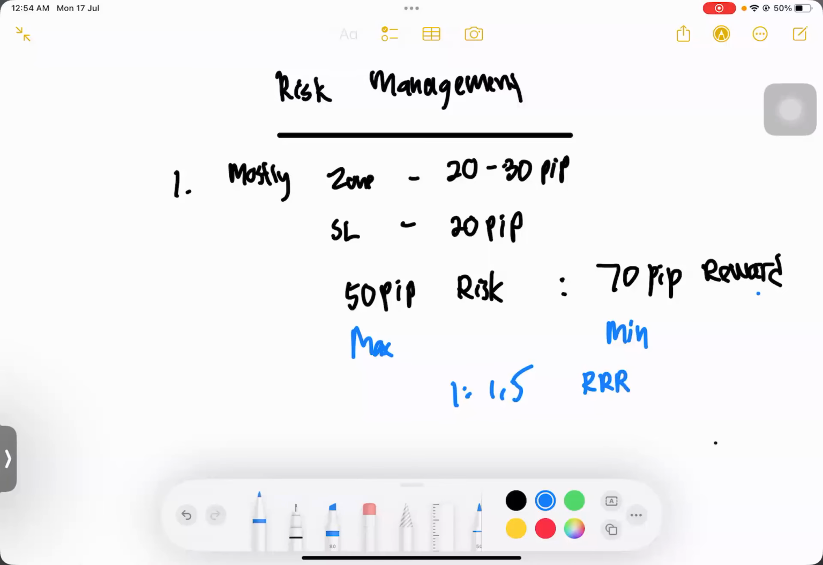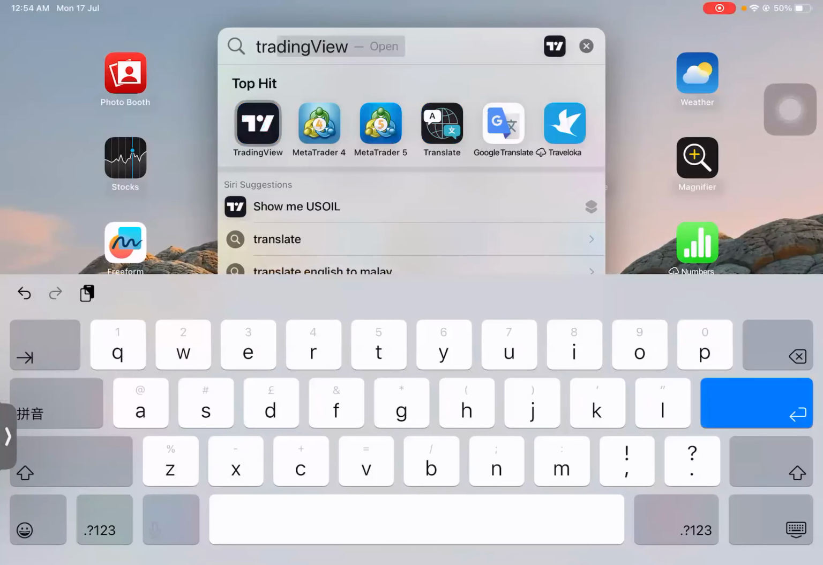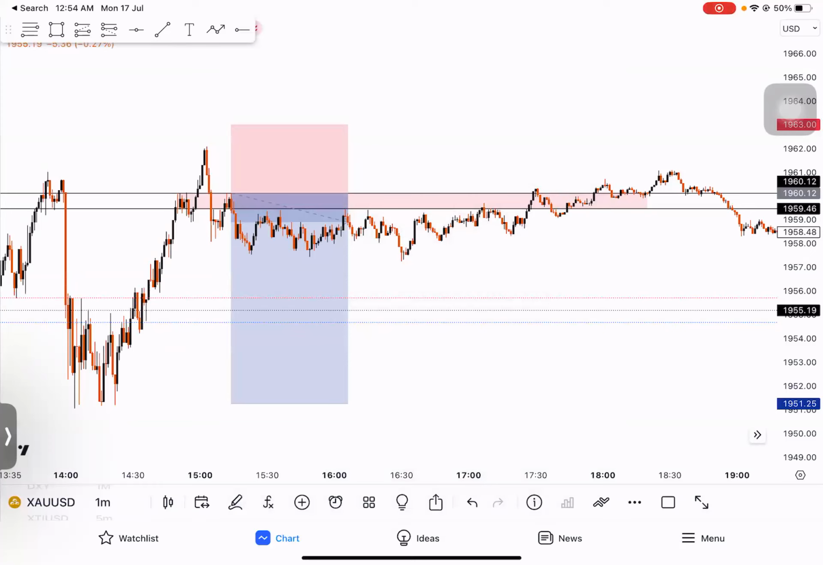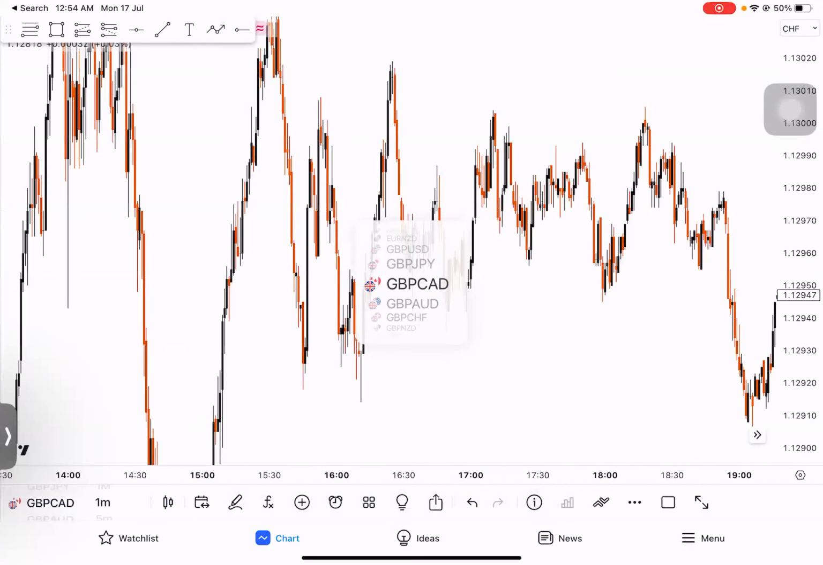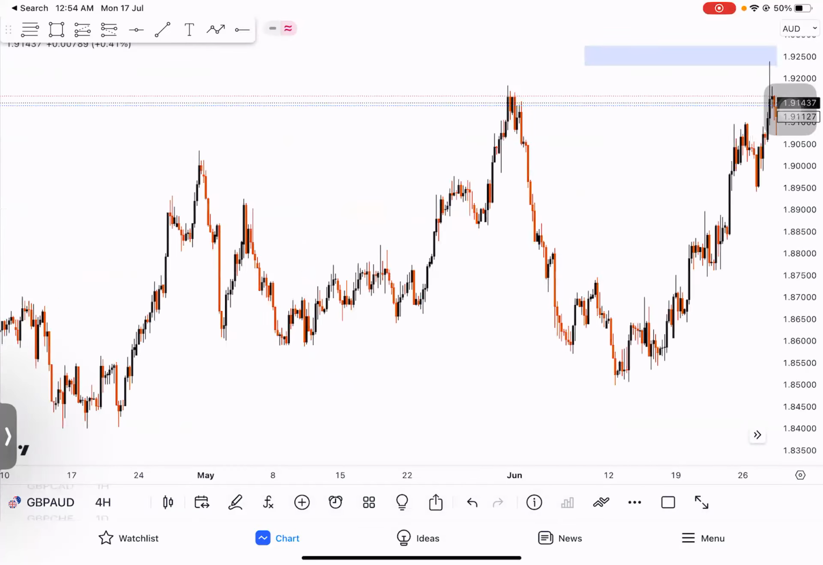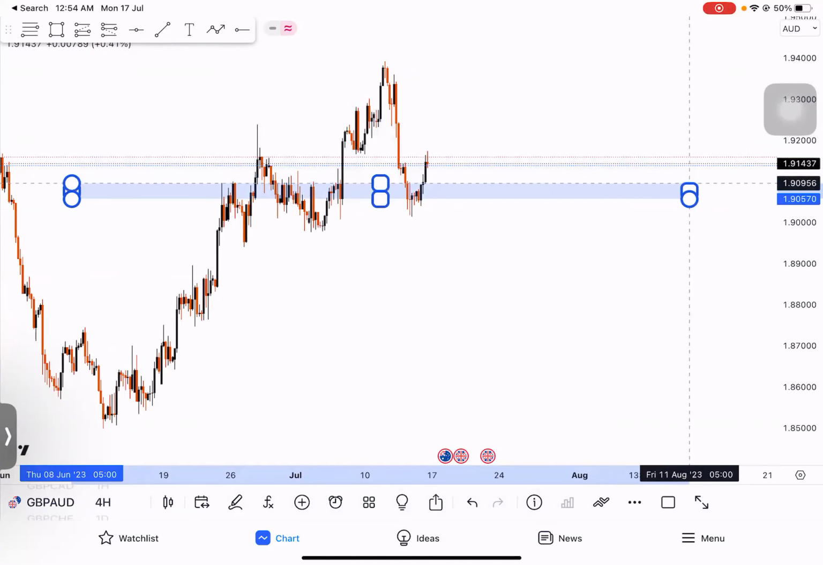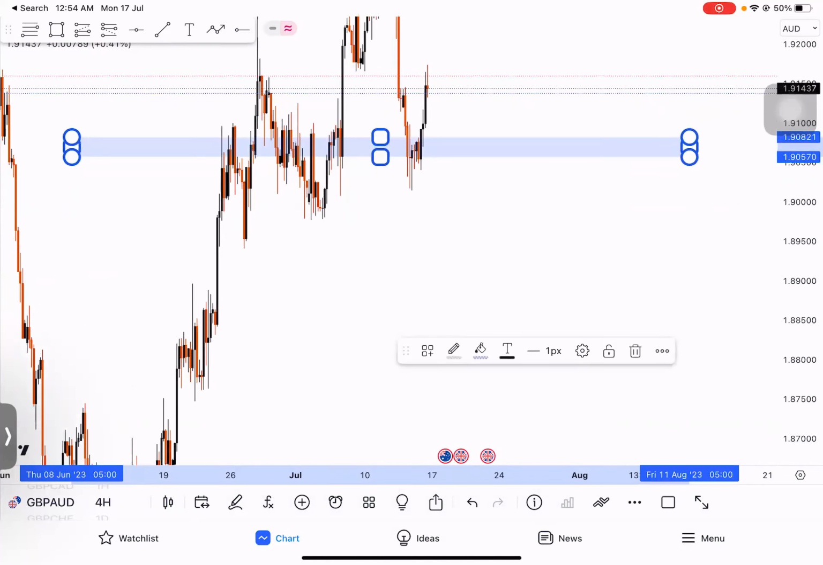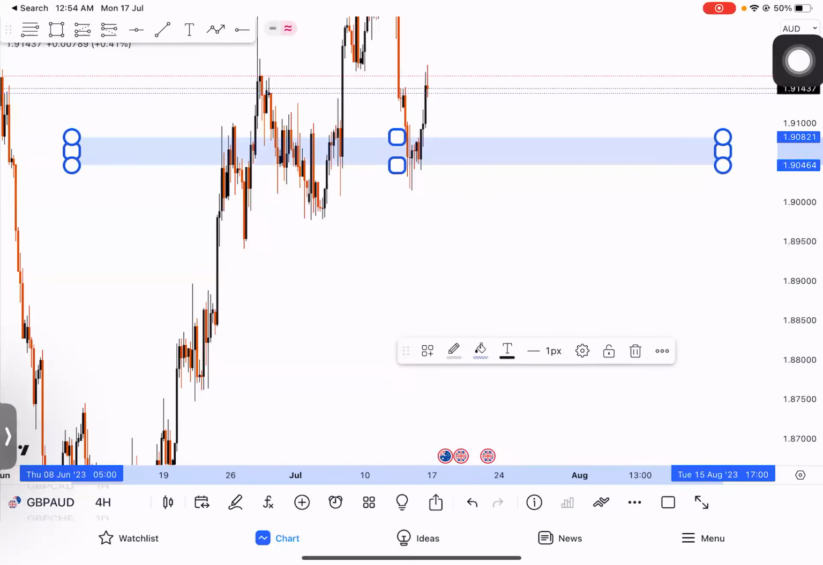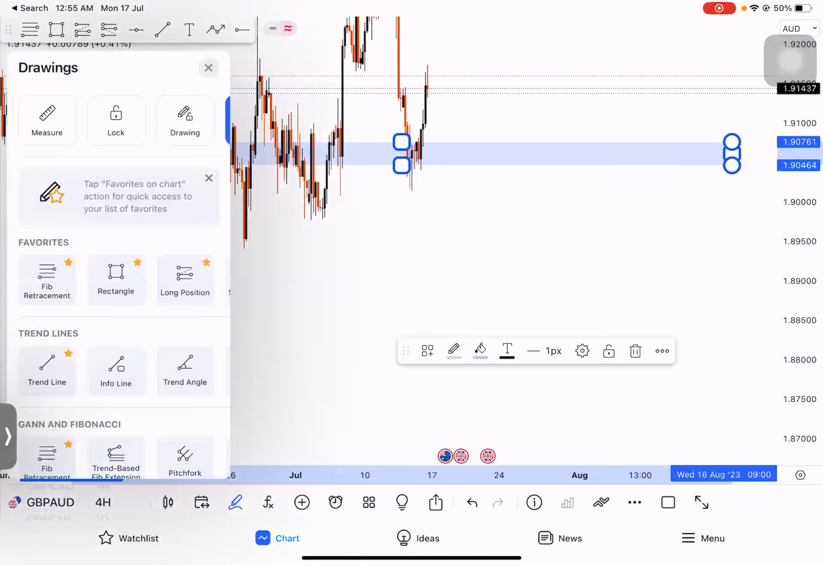So for example, I will show you in the setups. Give me a minute here, TradingView. For example, I'll show you the previous setup that we failed last Friday, which is GBP AUD. We are trying to sell around here, in this level. The zone right now is around 25 pips, and our risk is 20 pips. So total will be 45 pips.